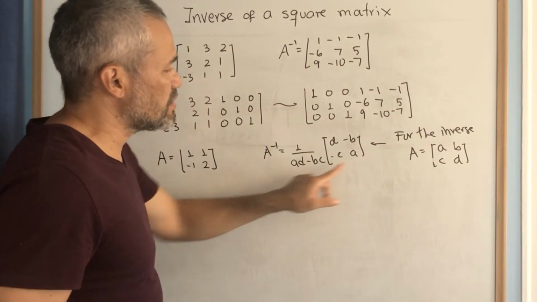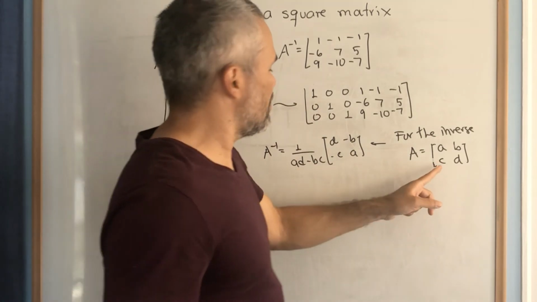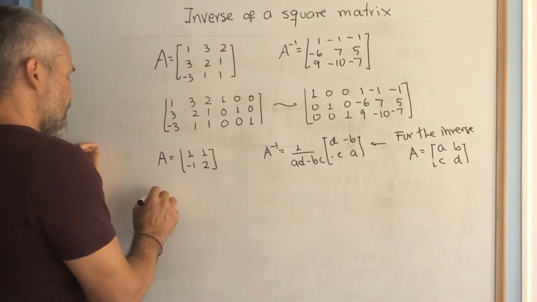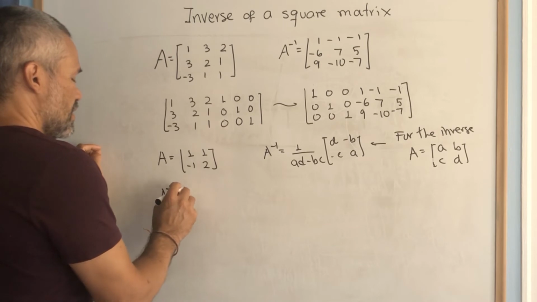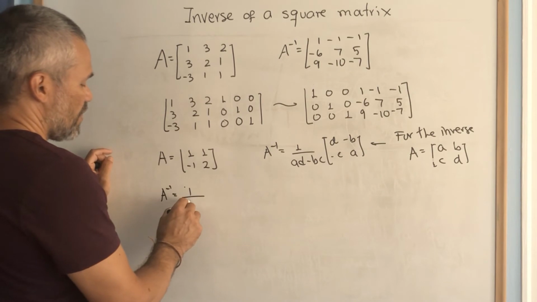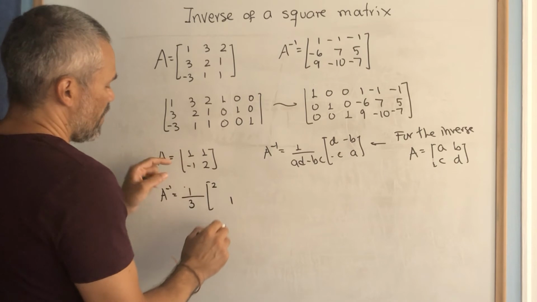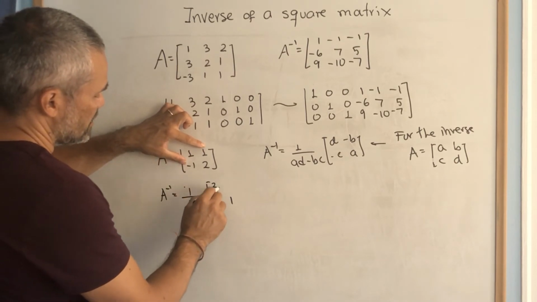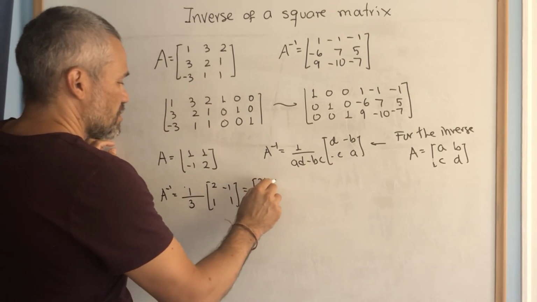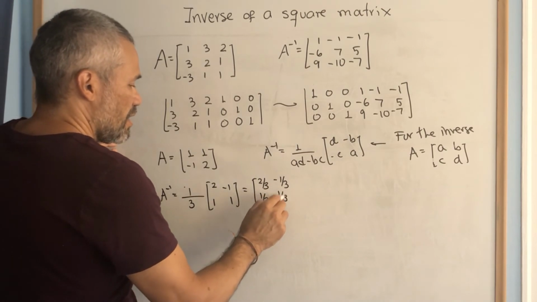As you can see, this works only if the determinant is different from 0, because you are dividing by that determinant. Then if I use that formula, I get that A inverse is just 1 over the determinant. The determinant would be 2 minus negative 1, which is 3. And then I swap the 1 and the 2, and I change the sign of these. Then I get the matrix 2/3, negative 1/3, 1/3, and 1/3.